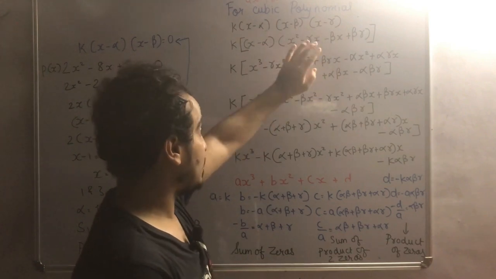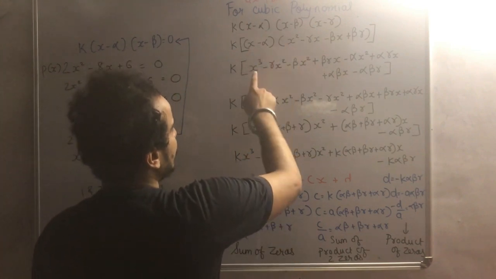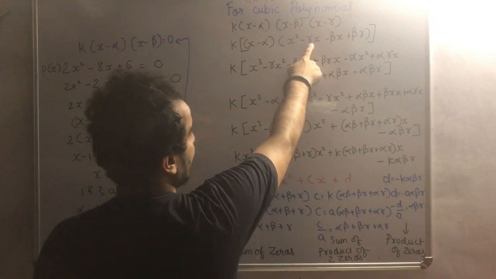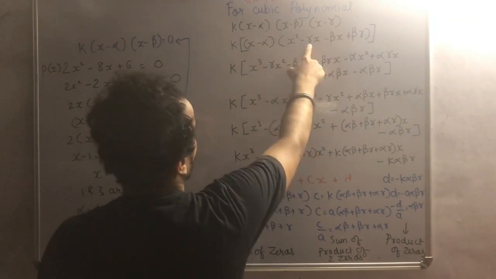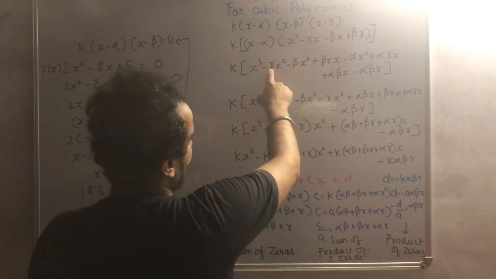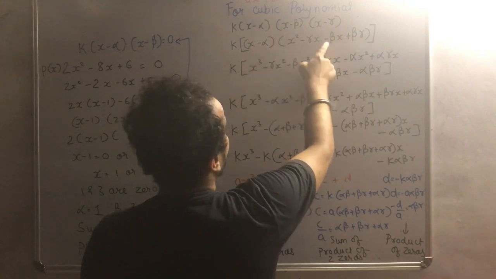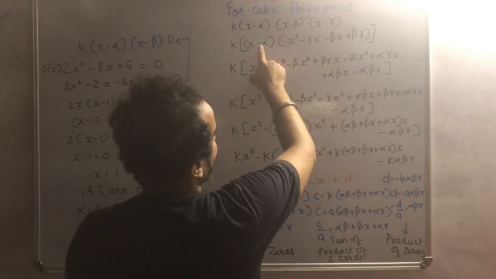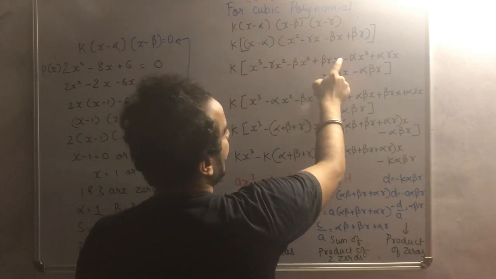Now we will multiply this answer with the remaining bracket. x into x square is x cube, x into minus gamma x is minus gamma x square, then x into minus beta x is minus beta x square, and x into beta gamma is beta gamma x.